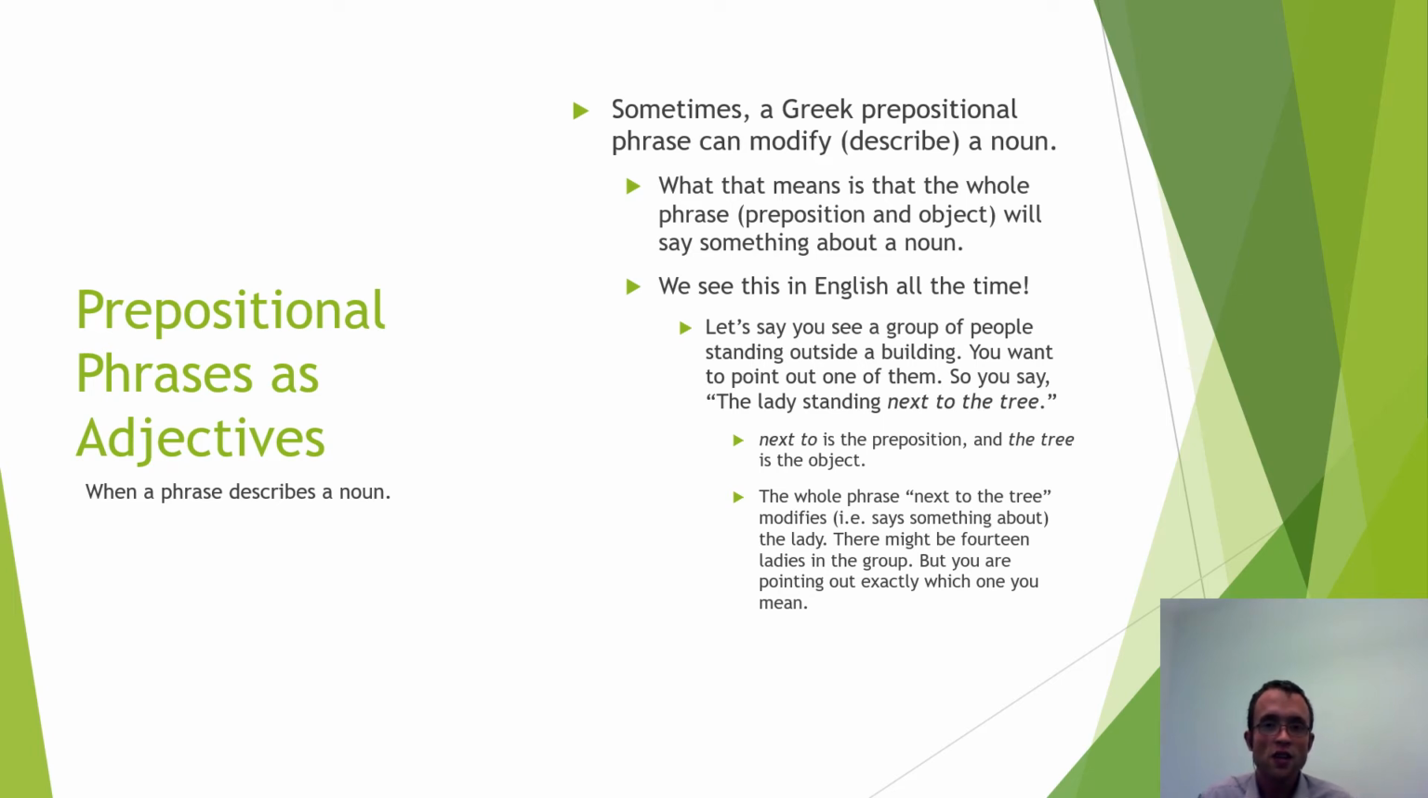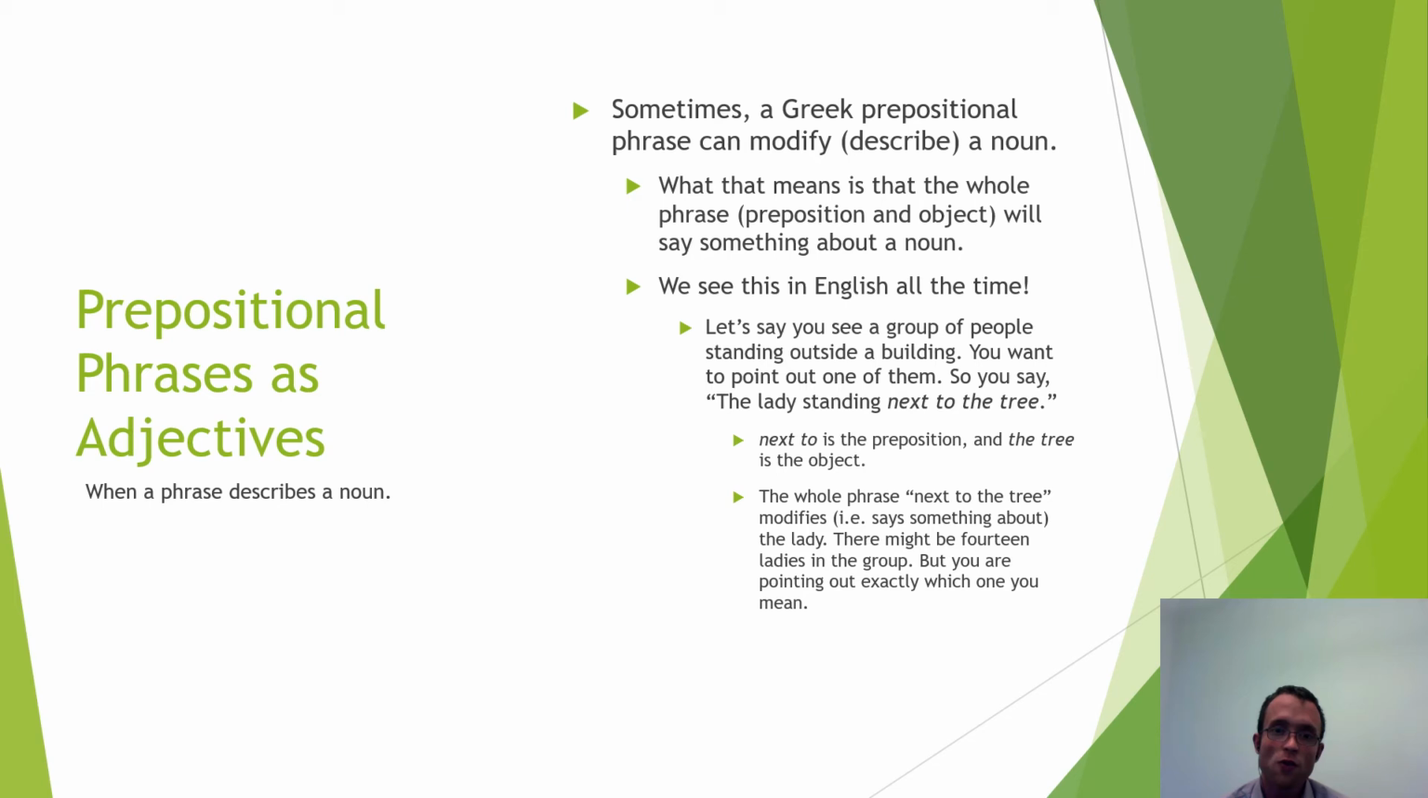Now, in Greek, prepositional phrases can have different functions. They can play different roles in the sentence. Sometimes a Greek prepositional phrase can describe a noun. In that case, it's working like an adjective. What that means is that the whole phrase, the preposition and the object, will say something about a noun. We see this in English all the time.